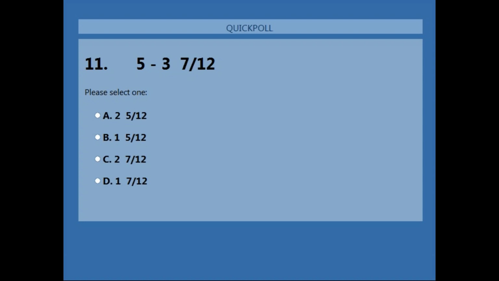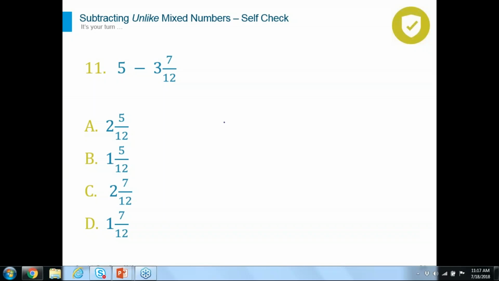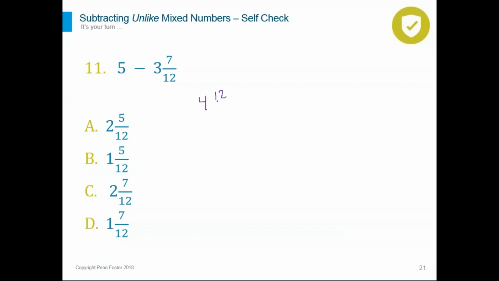Okay, let's do the question together. Simply, 5 can be displayed as 4 and 12 over 12, minus 3 and 7 over 12. 12 minus 7, doable. Then it's a simple subtraction problem. 4 minus 3 is a 1. 12 minus 7 will give you a 5, and then over 12, and this is your answer. It's already in simplest form. B is the final answer. That's it.